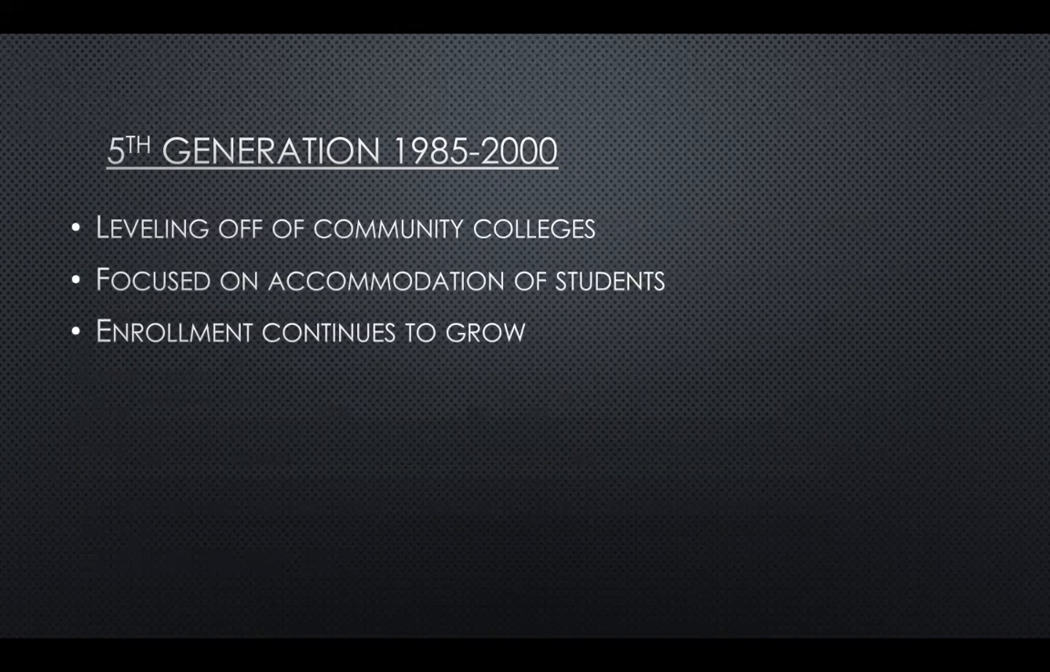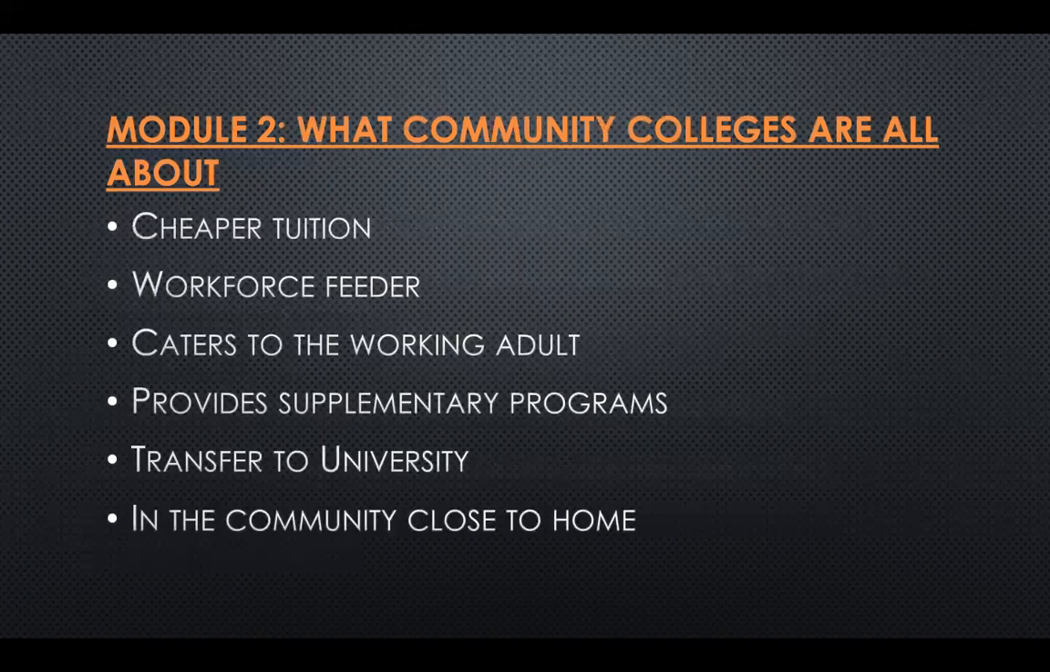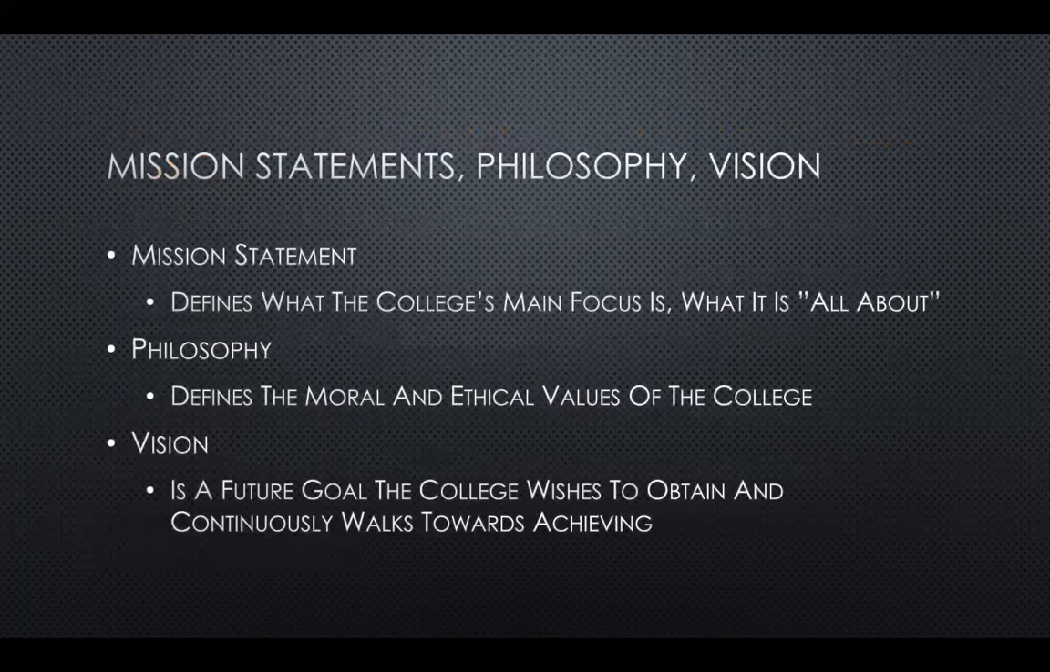Fifth generation, 1985 through 2000. Leveling off of community colleges, focused on accommodation of students, enrollment continues to grow. Module 2, what community colleges are all about. Cheaper tuition, workforce feeding, caters to the working adult, provides supplementary programs, transfer to university in the community close to home. Mission statement, philosophy, and vision.